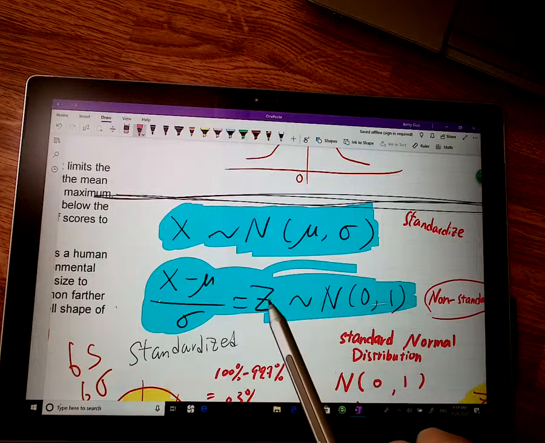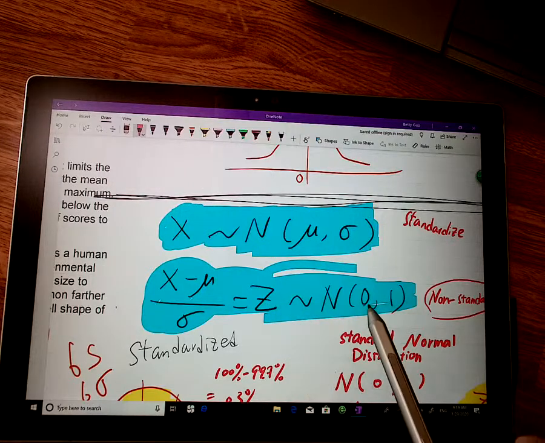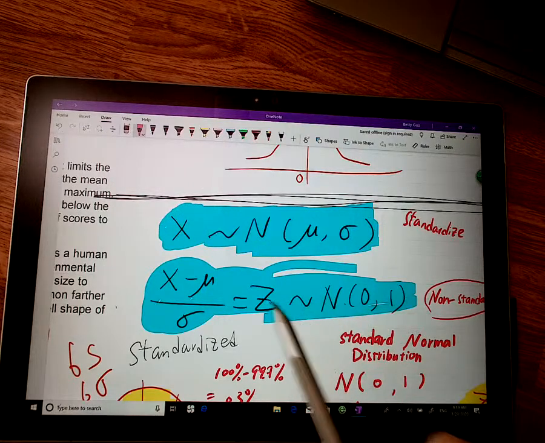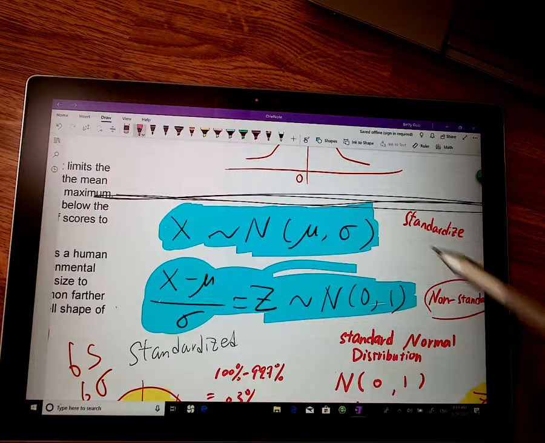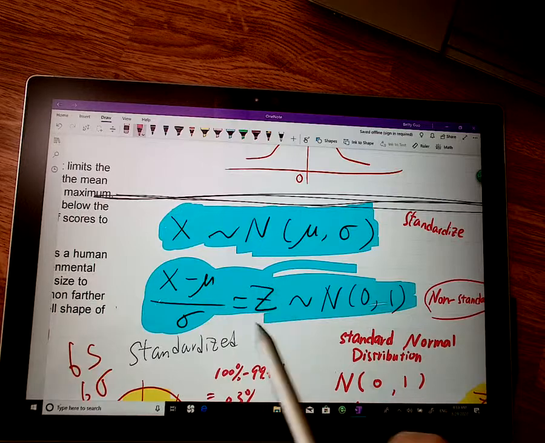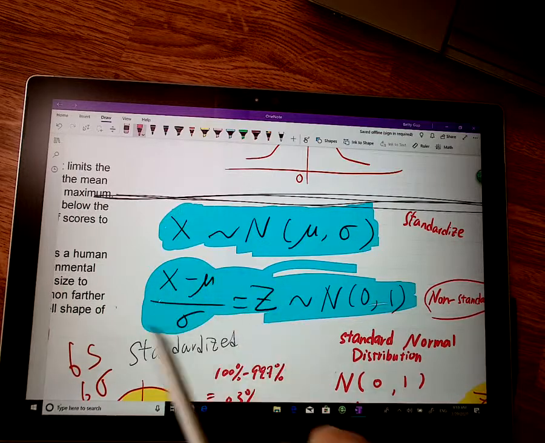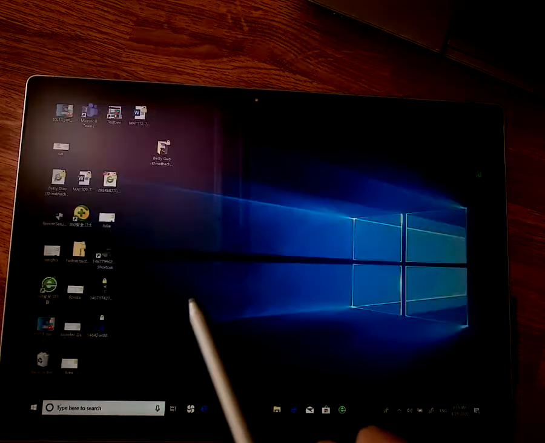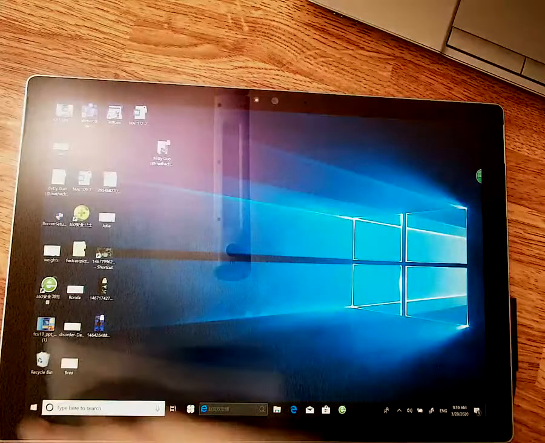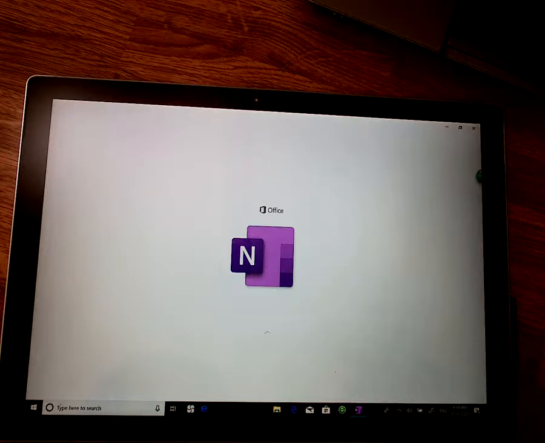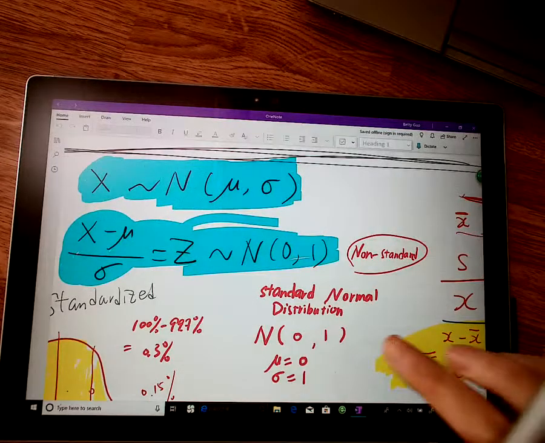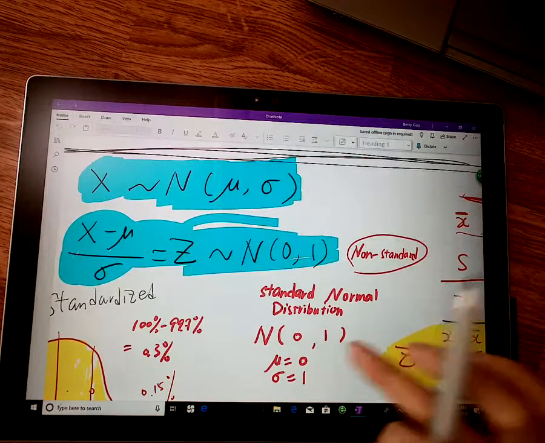The mean of z would be 0. The standard deviation of z would be 1. It's a very interesting fact. Okay? So you can actually see this as a z-score. In essence, it is the same as the z-score we have talked about in previous videos.